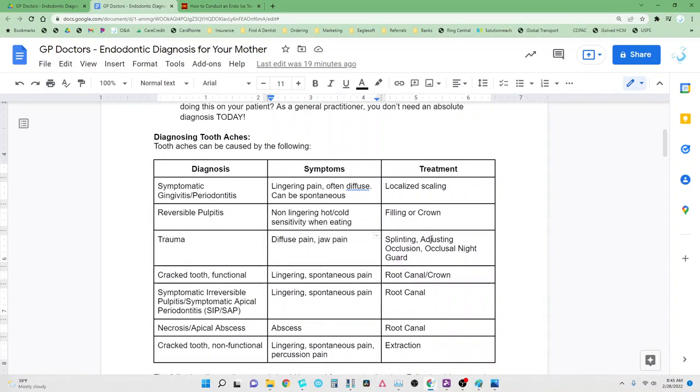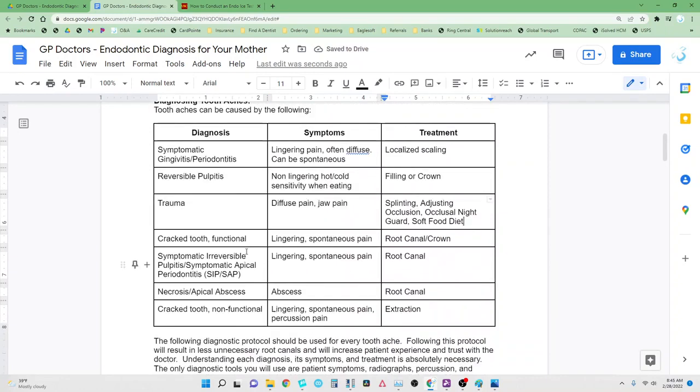Splinting, potentially adjusting the occlusion, or an occlusal night guard. One of the other treatments here would be a soft food diet, okay? So the other diagnosis would be a cracked tooth and it's functional, okay? Meaning it's cracked, but the patient is still able to chew on it and the crack has not extended through the root, okay? So this can present with lingering and even spontaneous pain.